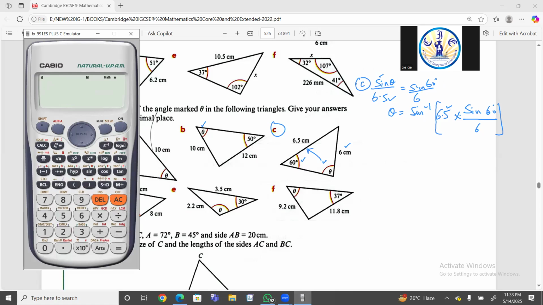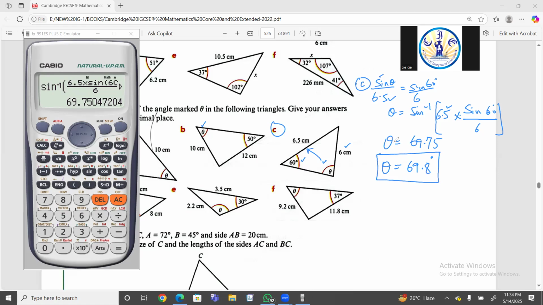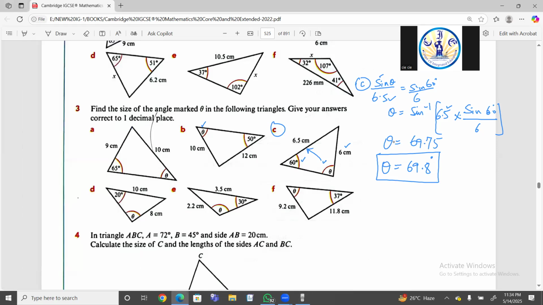So shift sine, then 6.5 within this fraction times sine 60 divided by 6, and the answer is 69.75. So that is going to be written as 69.8 degrees, since we write angles up to one decimal place.